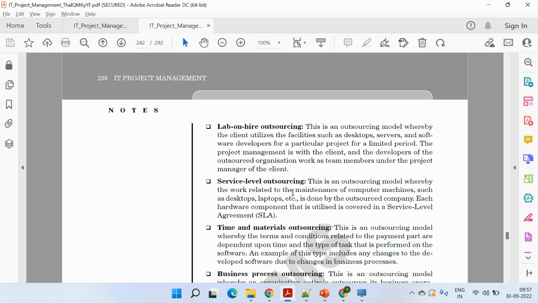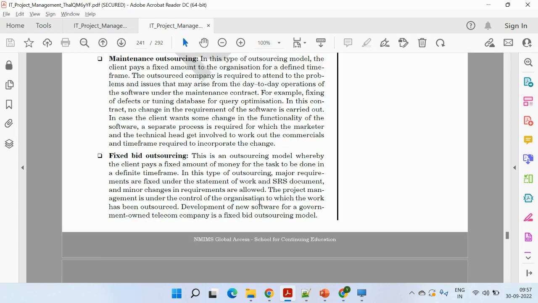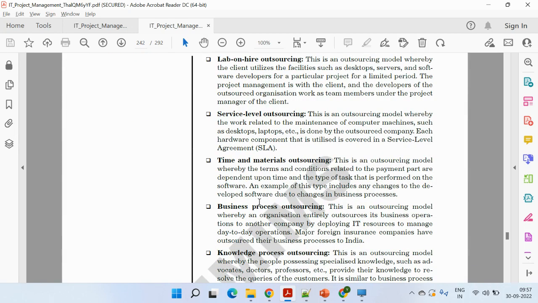The next is service level. So providing different kinds of services, it again comes to the same thing for desktops, laptops, which we are talking about, ACs. So there is a little bit of difference between service level and maintenance. Maintenance covers the hardware part, service level consists only of the servicing part. Next is time and material outsourcing, where the terms and conditions are made. The payment depends upon the time and the tasks which are being performed. There's some fixed part, there's some variable part.